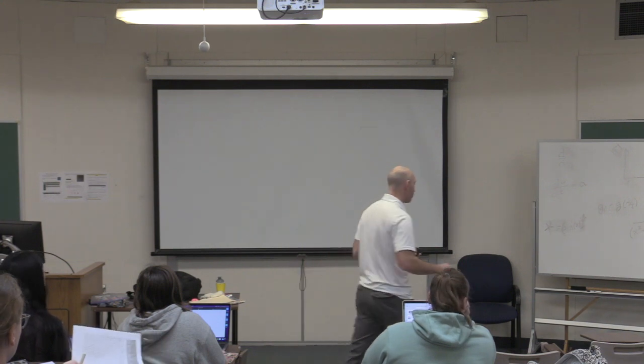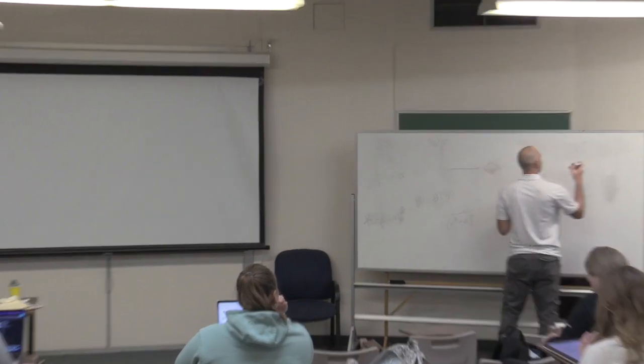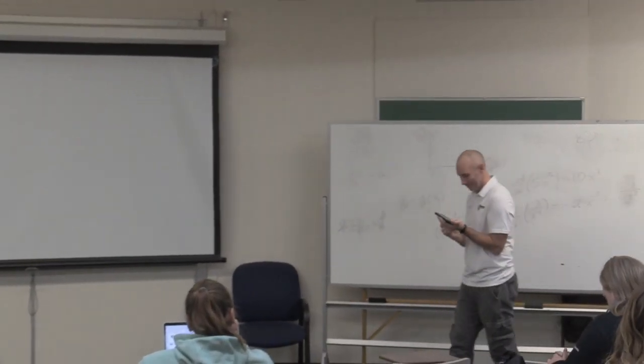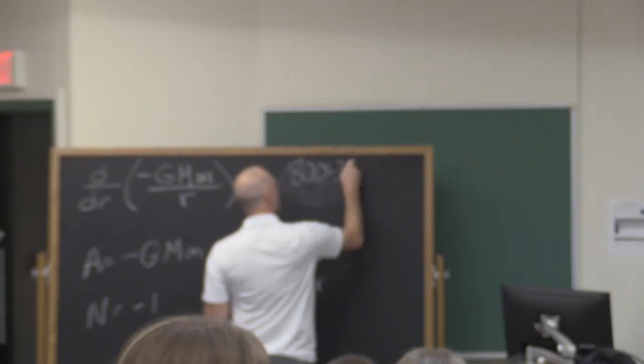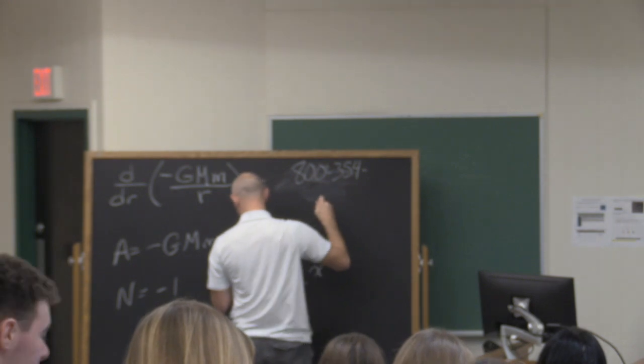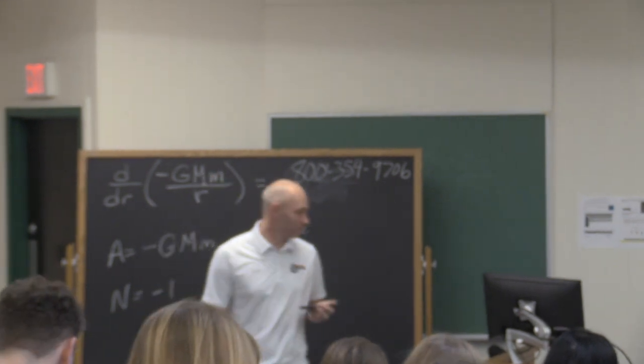All right, so I'm going to put the phone number on the board. We'll put the phone number on this board over here. If you can't read it, it says 800-354-9706. If you bought both semesters, call them, they'll fix it for you.